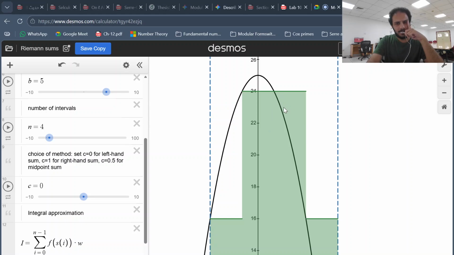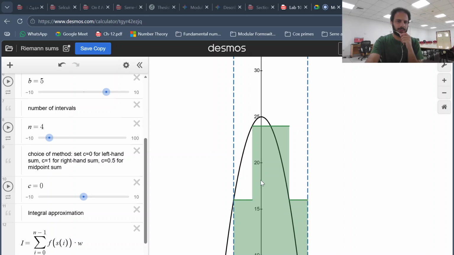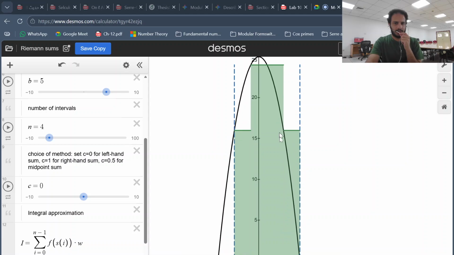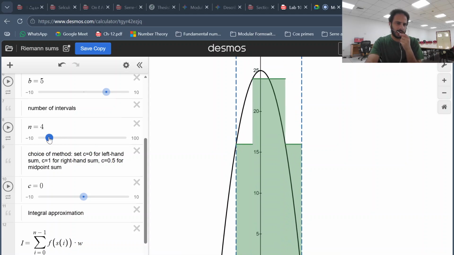Yeah, the one in the middle is 2 rectangles, but it seems 1 because they have the same height. See, they are both 24, but they are 4. 4 rectangles. You can add more rectangles if you want to get better results.